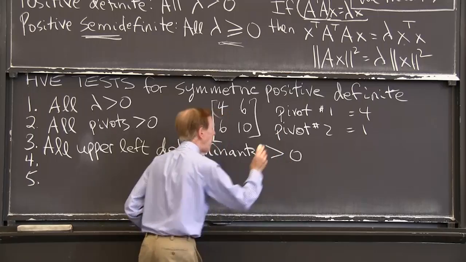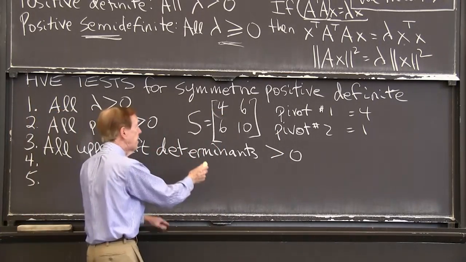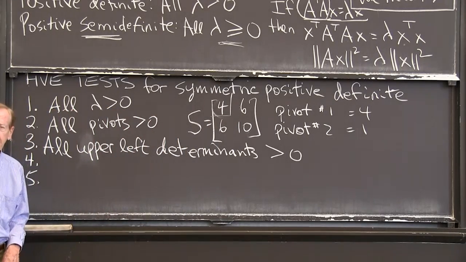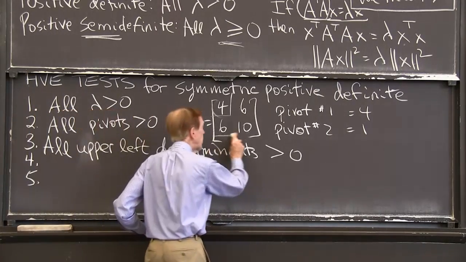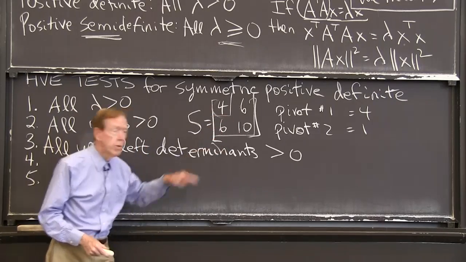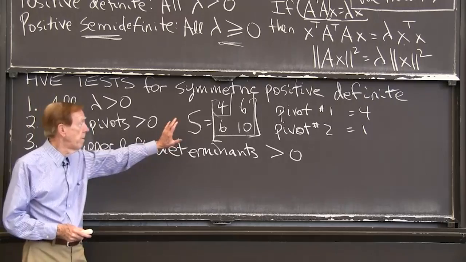Greater than 0. What do I mean by an upper left determinant? I look at my matrix. That's a 1-by-1 determinant. Certainly positive. That determinant is 4. Here's a 2-by-2 determinant, and that determinant is 4d minus 36. So it happened to be 4 again. So the determinant of the matrix is 4.